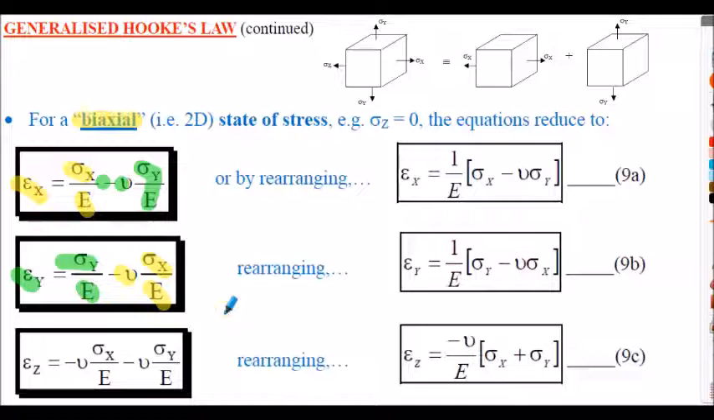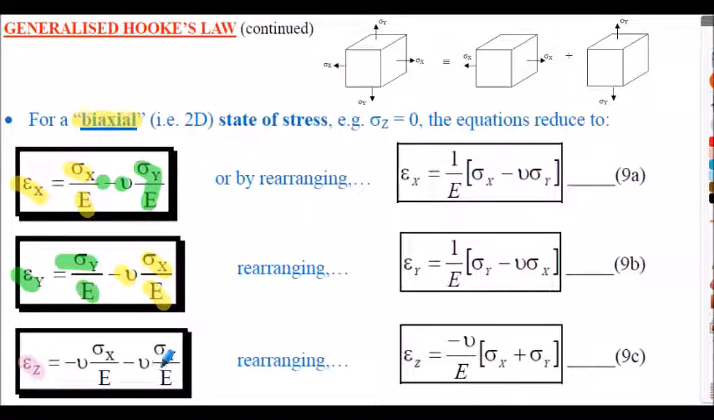But if you consider the z direction, there will be a strain in the z here. Of course, there's no stress applied in the z, but there will be a strain in the z because of the Poisson effect of the other 2 directions. So here you don't see a stress z upon E because it's a biaxial situation.